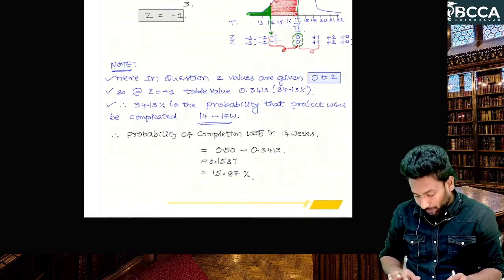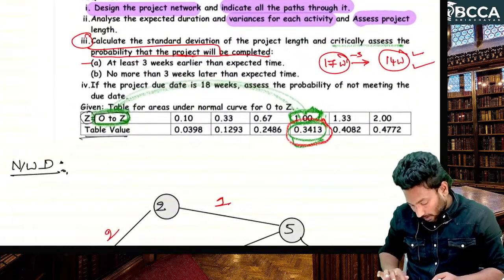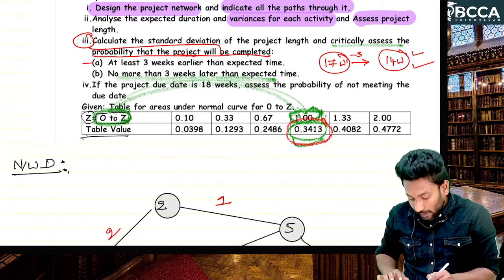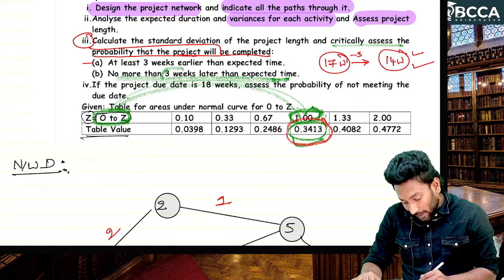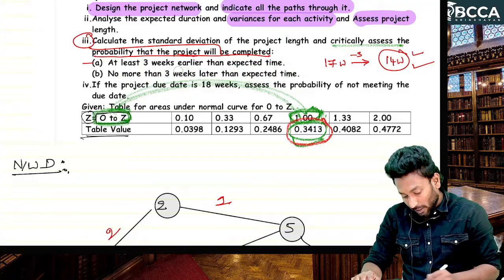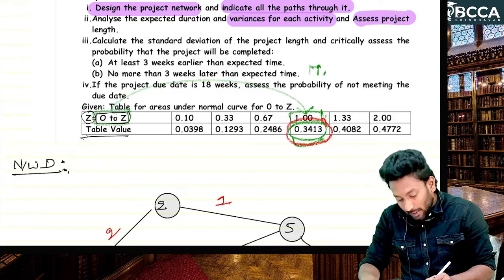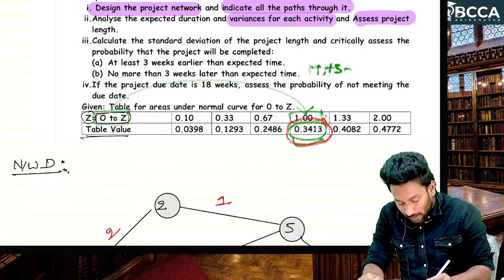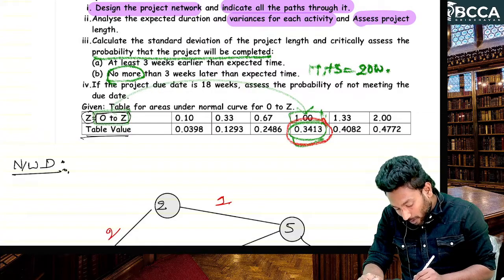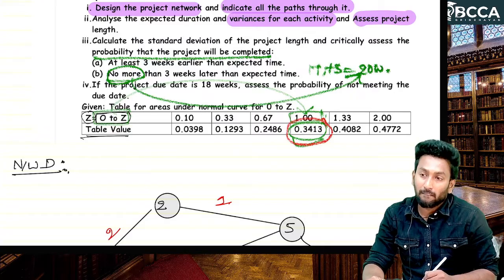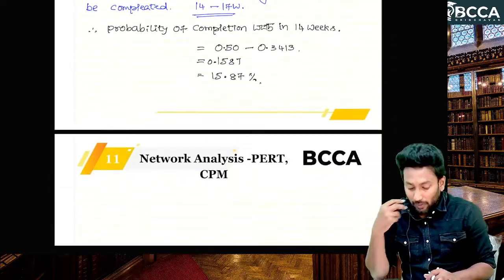Okay, second point. Go to that second point, sir. What are they asking? No more than 3 weeks later than expected time. That means 3 weeks later than expected time means how much, sir? What is our expected time? 17. 3 weeks later than expected time means 17 plus 3. That means 20 weeks. Probability that project will be completed not more than 20 weeks. That means within 20 weeks. Probability that project will be completed within 20 weeks, sir.